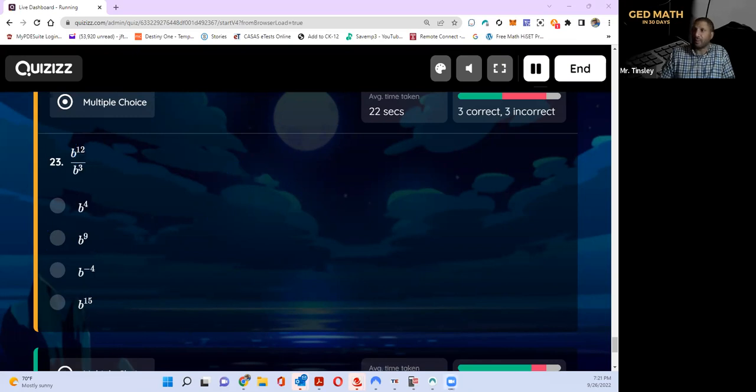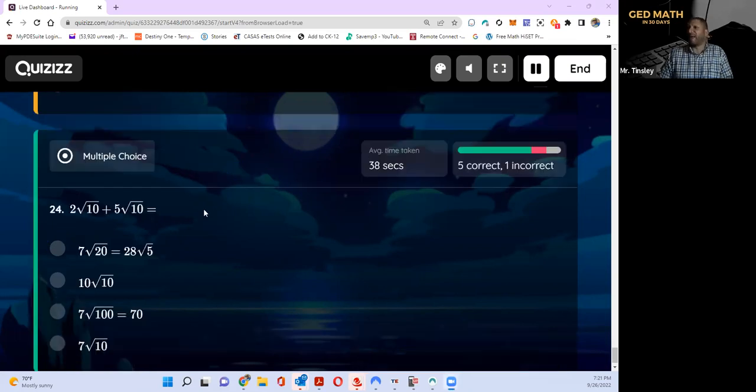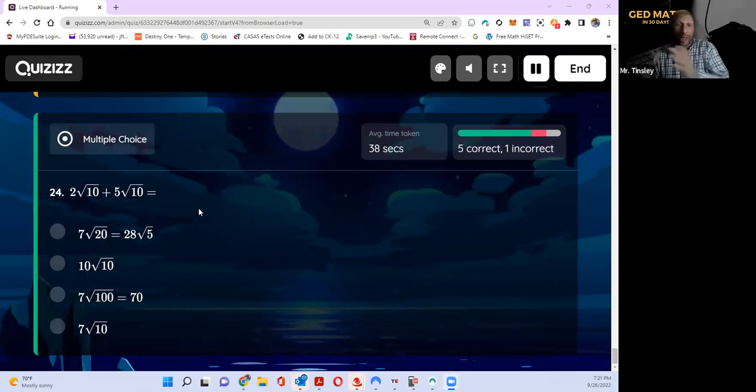Okay. And then the last one. 5 people got this right. I'm so glad. Interesting. Most people usually get this wrong. But this is almost like a variable. They're the same, so you just add the coefficients. 7 square root of 10.